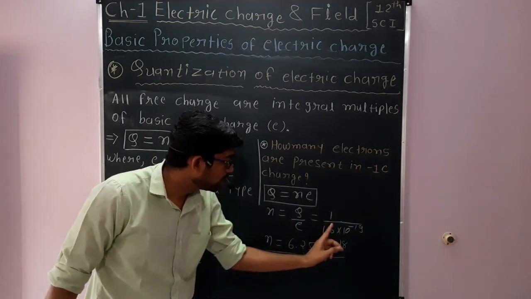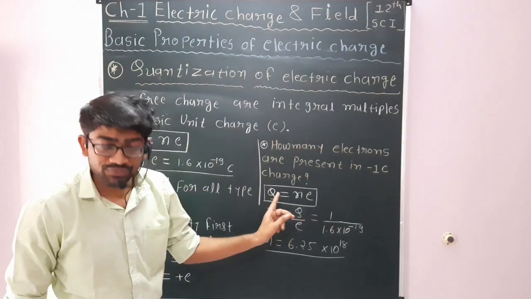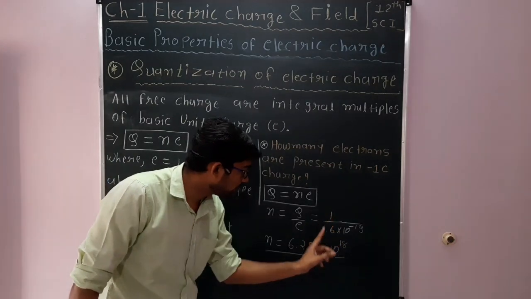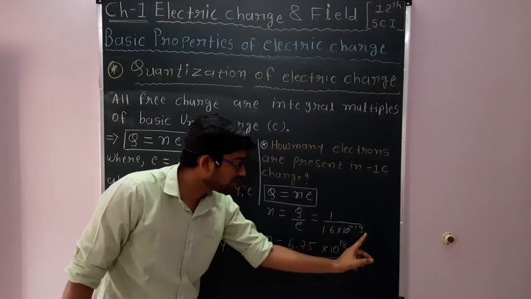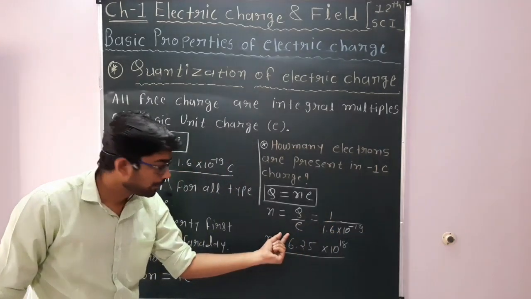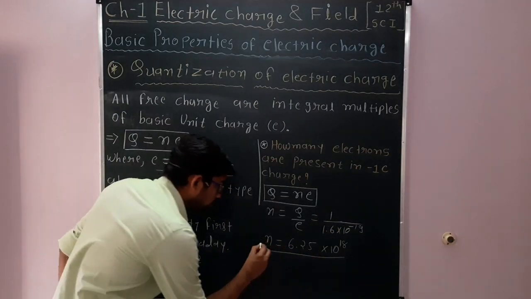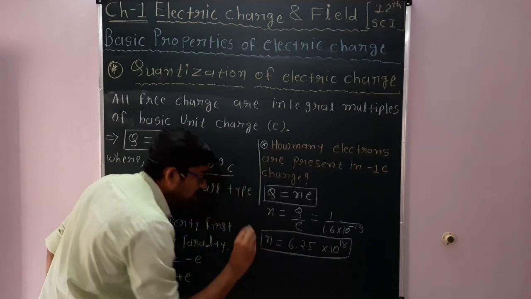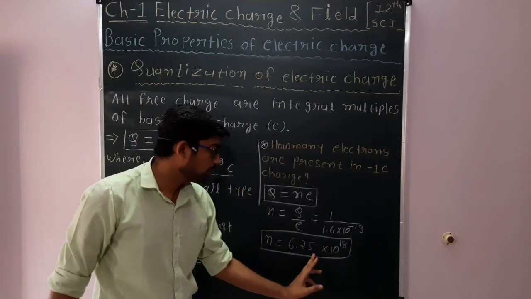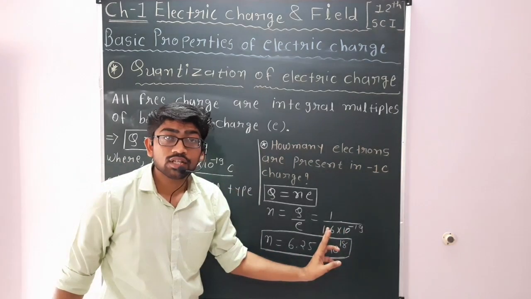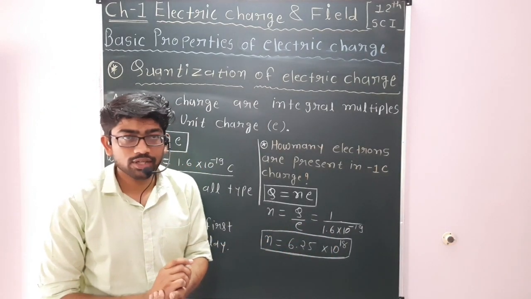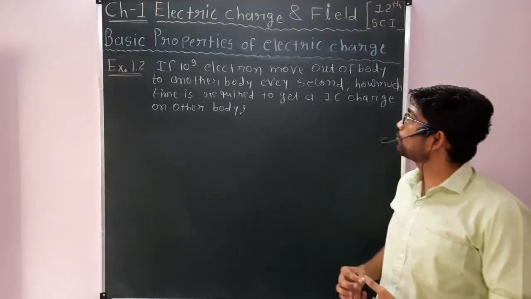We use only 1 because the number is always positive, not negative. So 1 divided by 1.6 times 10 to the power minus 19, the value of e. So the total number of electrons present in minus 1 coulomb of charge is 6.25 times 10 to the power 18. This many electrons are present in 1 coulomb of charge. We have studied the basic property of electric charge.